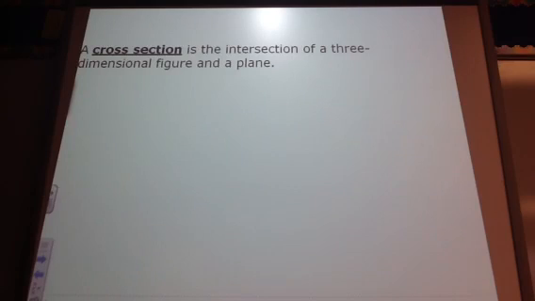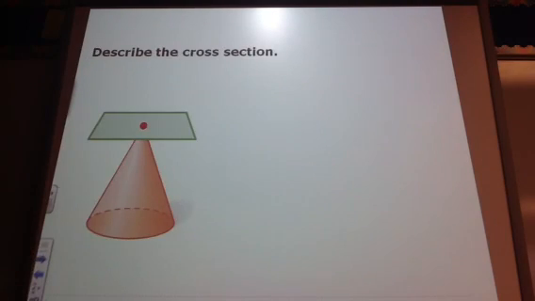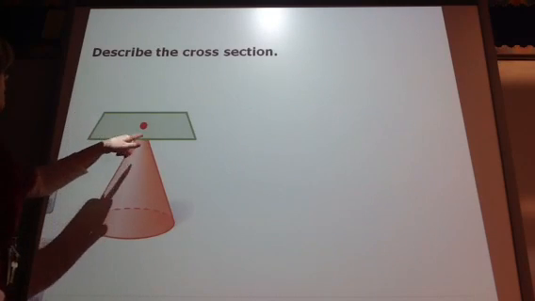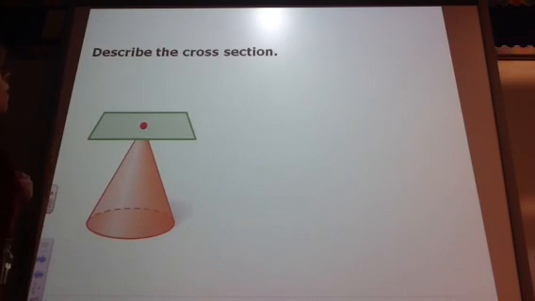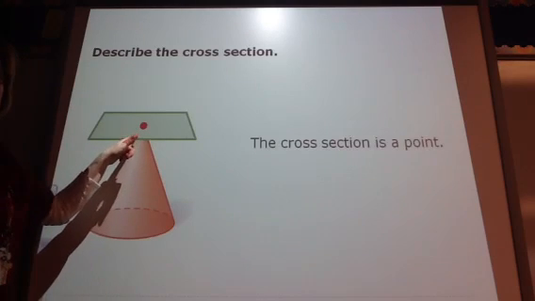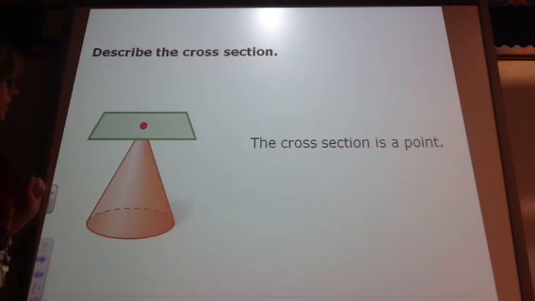Cross-section is the intersection of a three-dimensional figure and a plane. Okay, so we have a three-dimensional figure here, which is a cone, and then we have this, looks like a parallelogram. Where do they intersect? They intersect at the red point. Okay, so the cross-section here is a point between the intersection of these two figures.